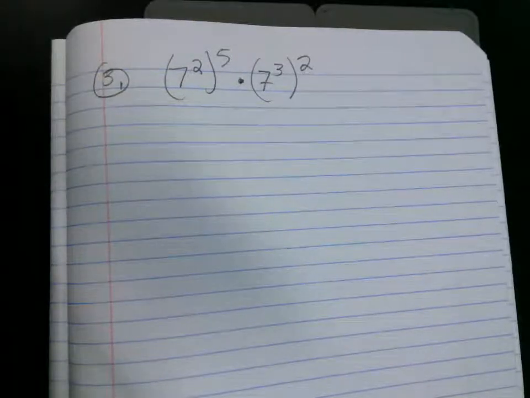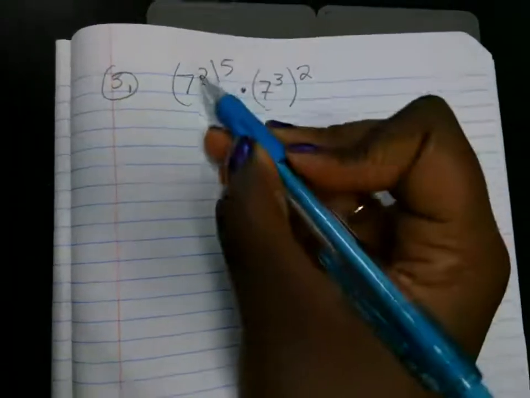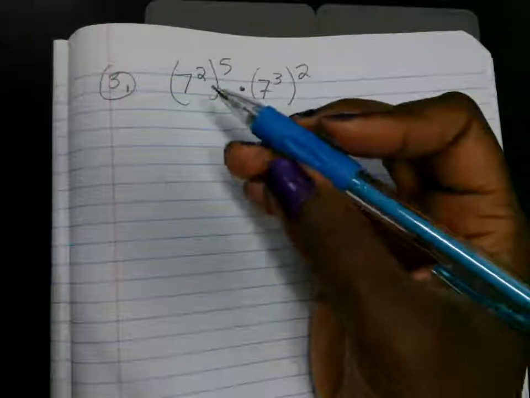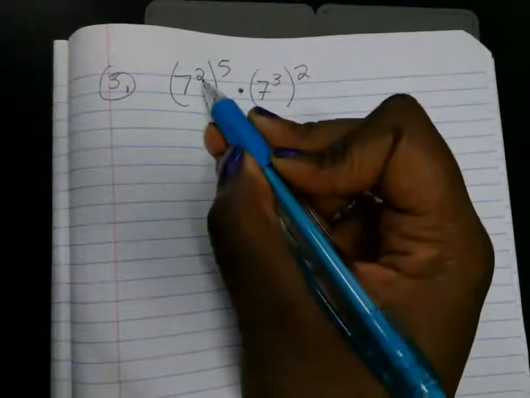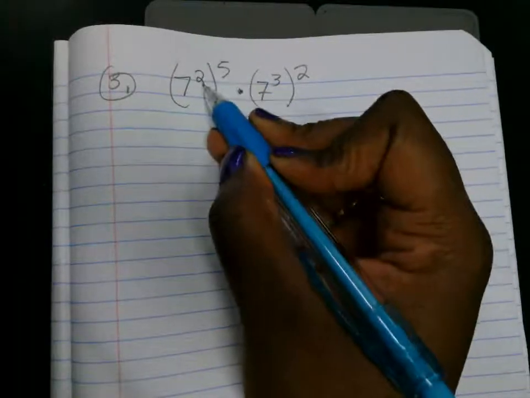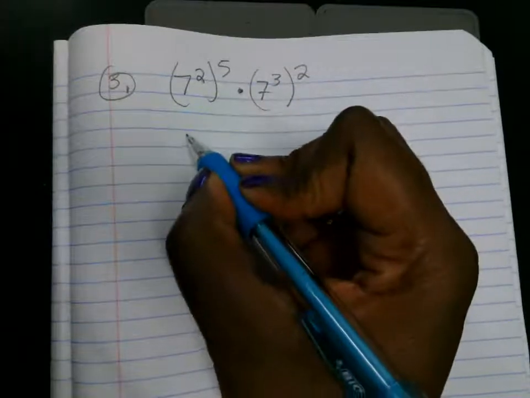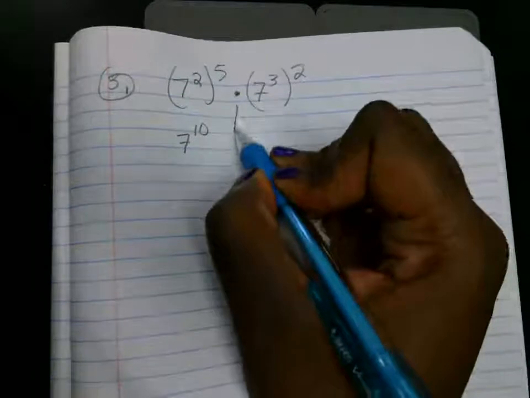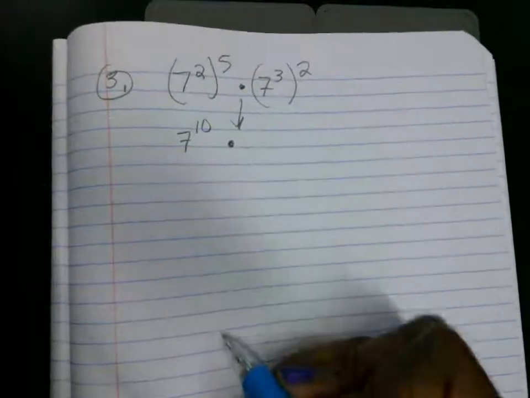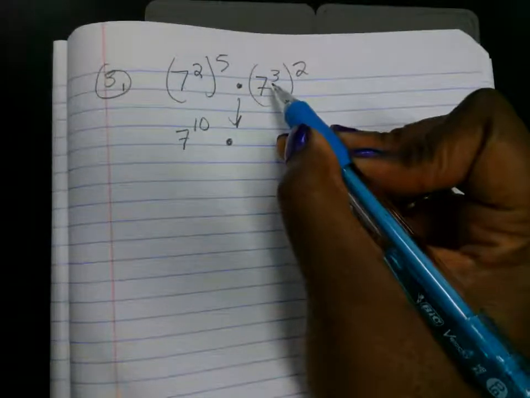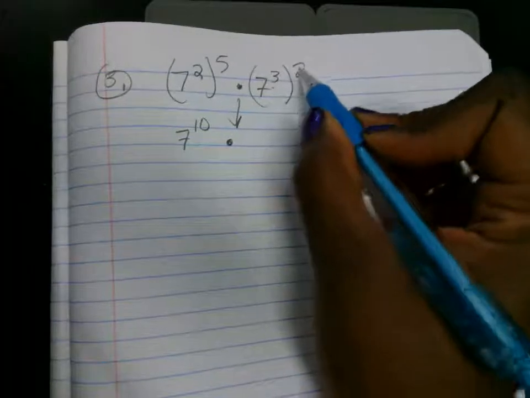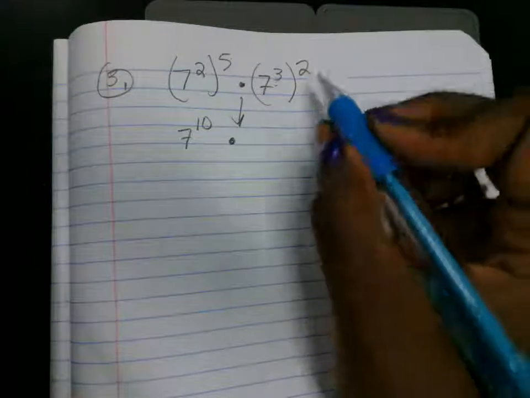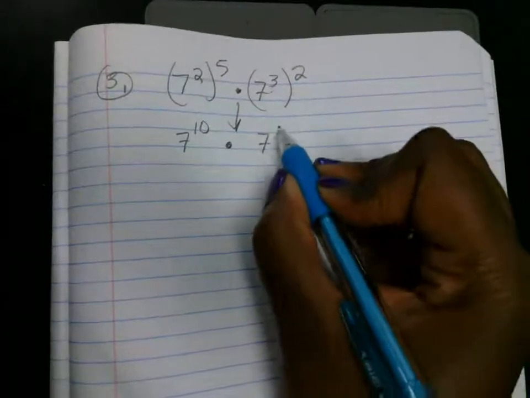Okay, any ideas? What do we do with the exponents when you have an exponent raised to another exponent? You multiply them together. So this is going to be 2 times 5. What's 2 times 5? This is going to be 10. So this is 7 to the 10th power here. Bring down the times. We have another exponent raised to another exponent. What are we going to do with these exponents here? And what does that give us? 6. So now we have 7 to the 6th power.